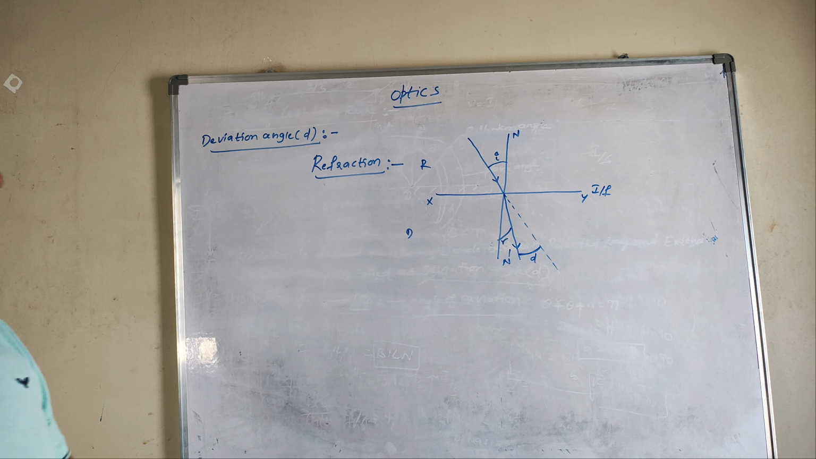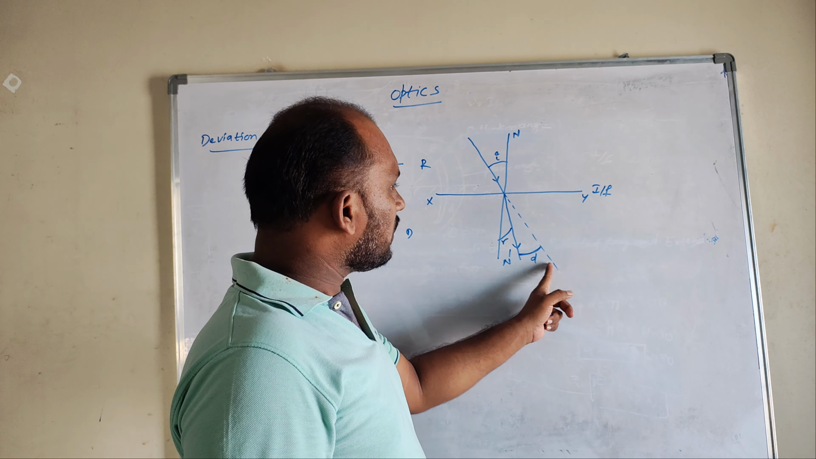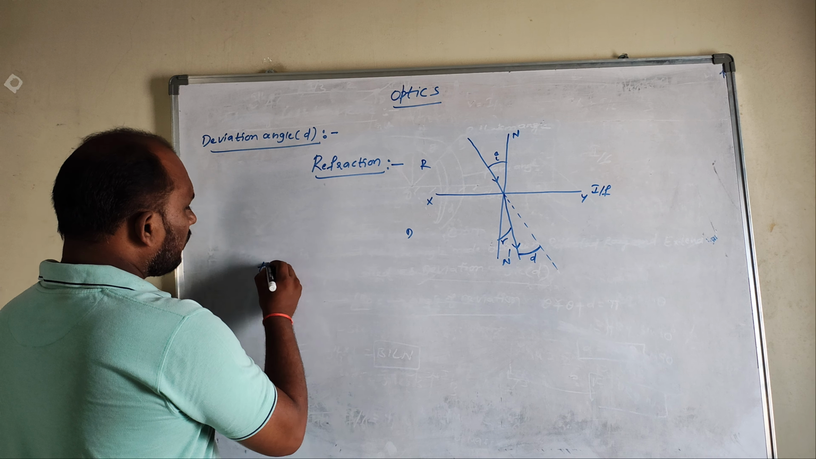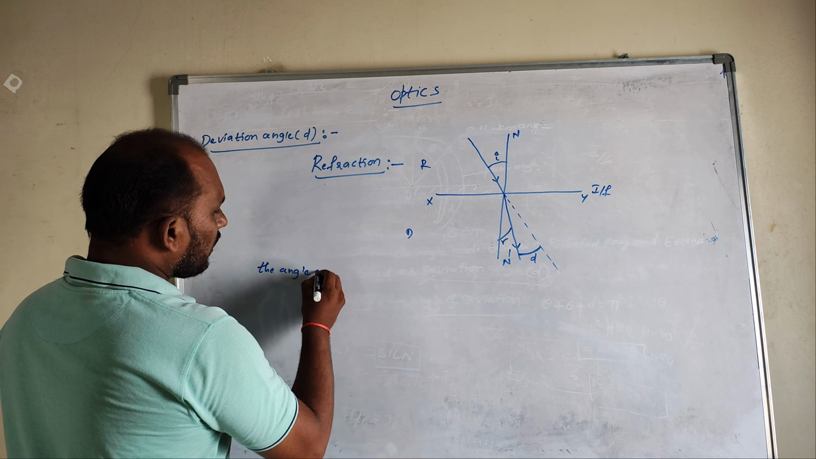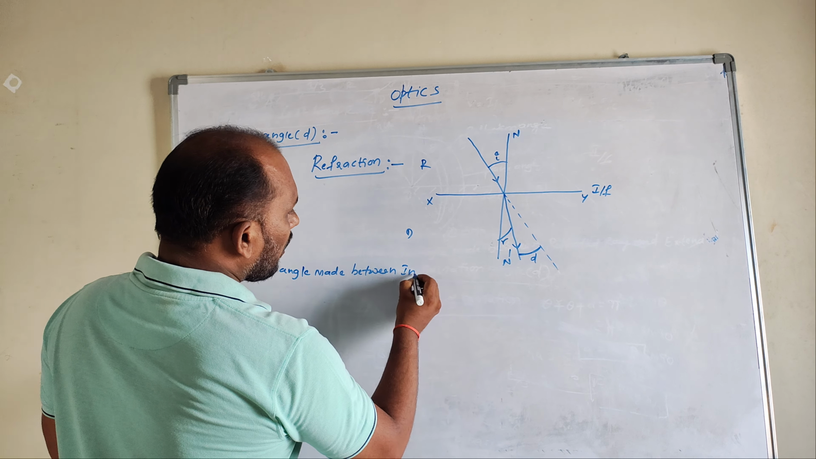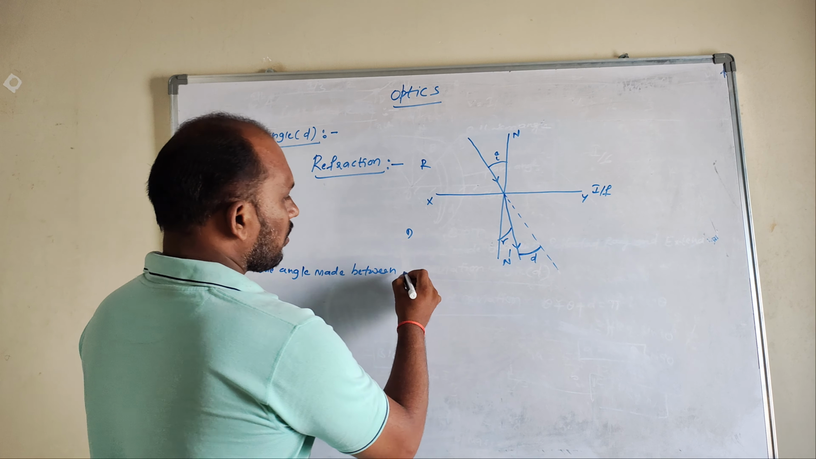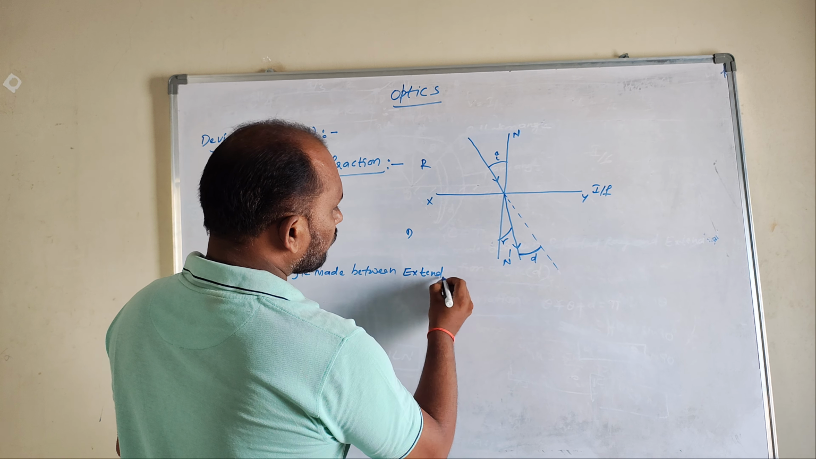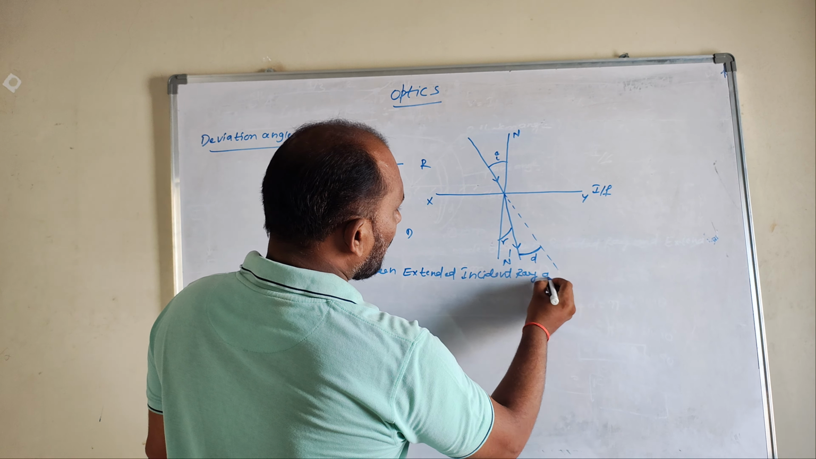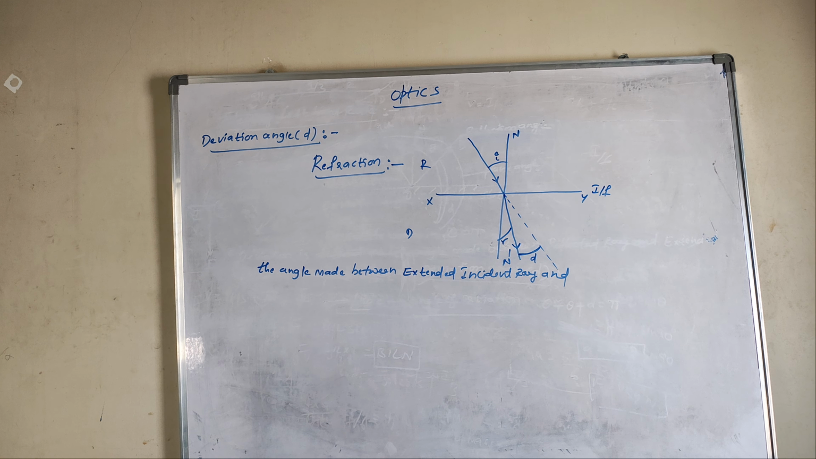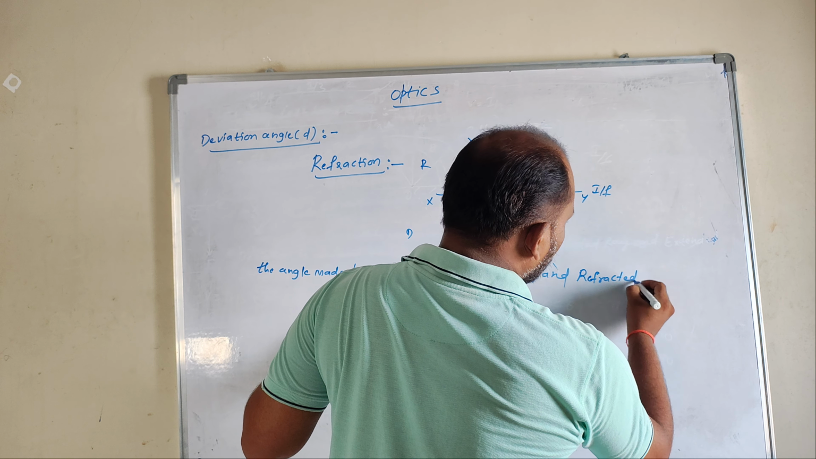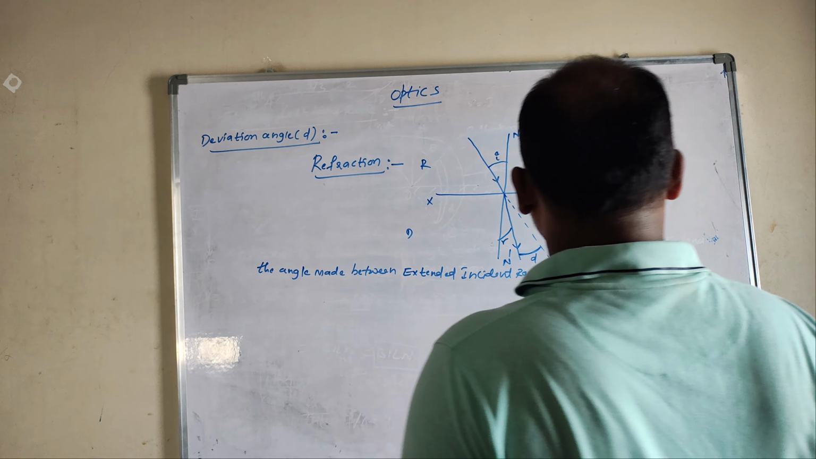So once again, the angle made between the extended incident ray and the refracted ray is called the angle of deviation. This is the refracted ray, guys, not the reflected ray. Keep in mind, refracted ray.